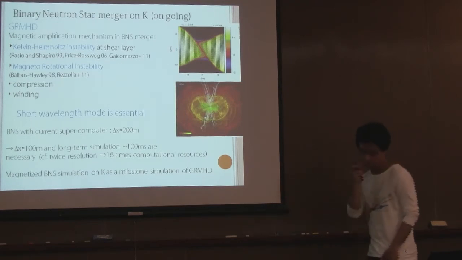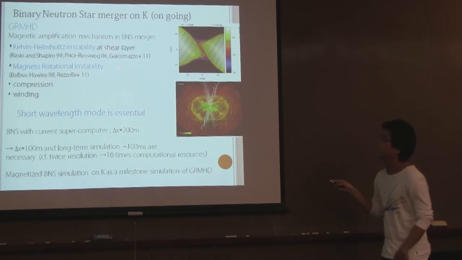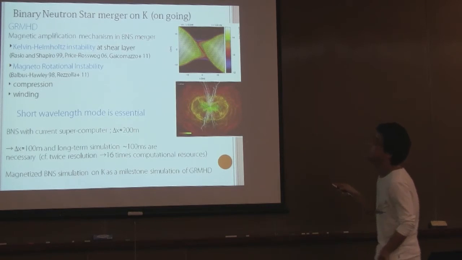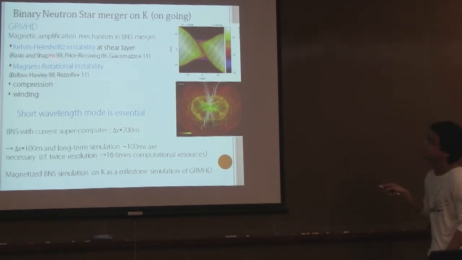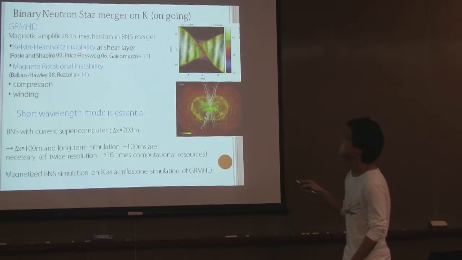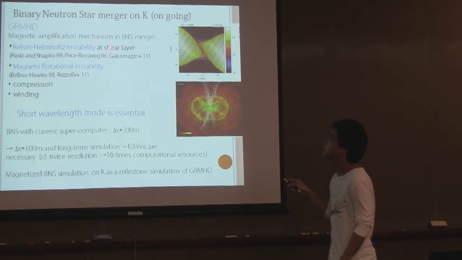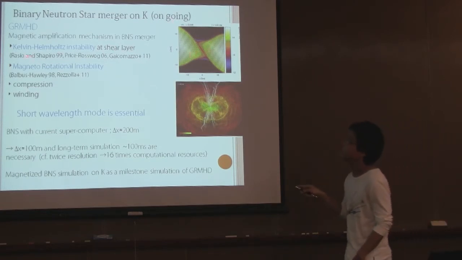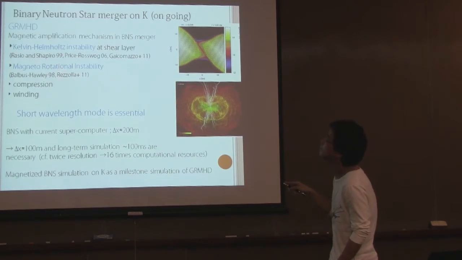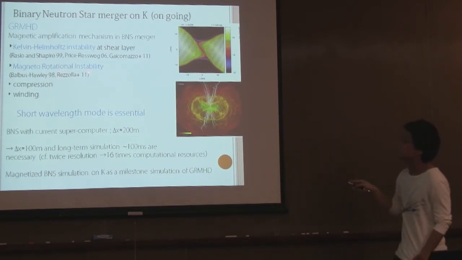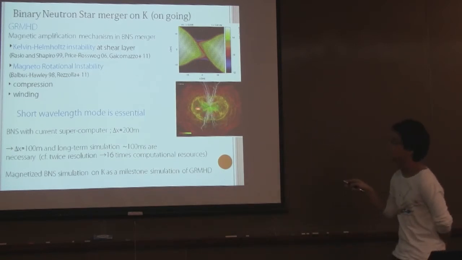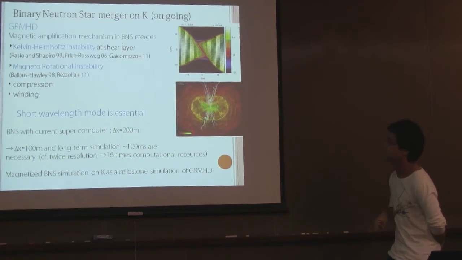Up to now, the magnetic field has been totally neglected. The magnetic field could be amplified in binary neutron star merger. The possible amplification process is Kelvin-Helmholtz instability developed in the shear layers when the two stars come into contact. The other powerful amplification process is magnetorotational instability inside a massive neutron star or inside the accretion disk, which is formed after the collapse into the black hole.